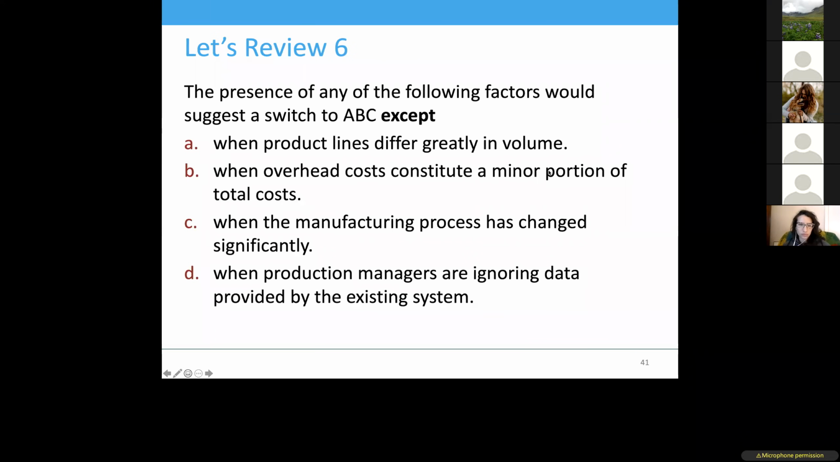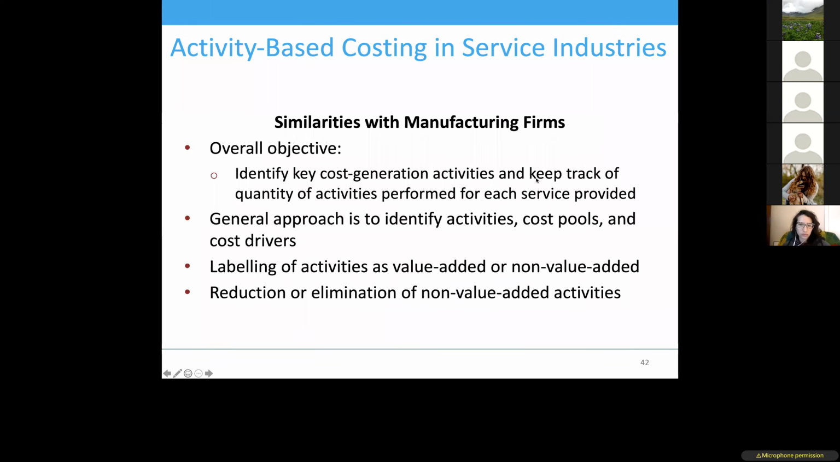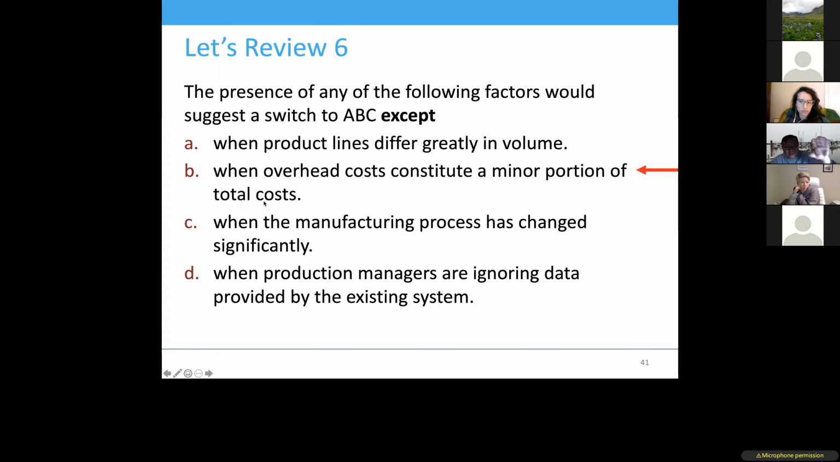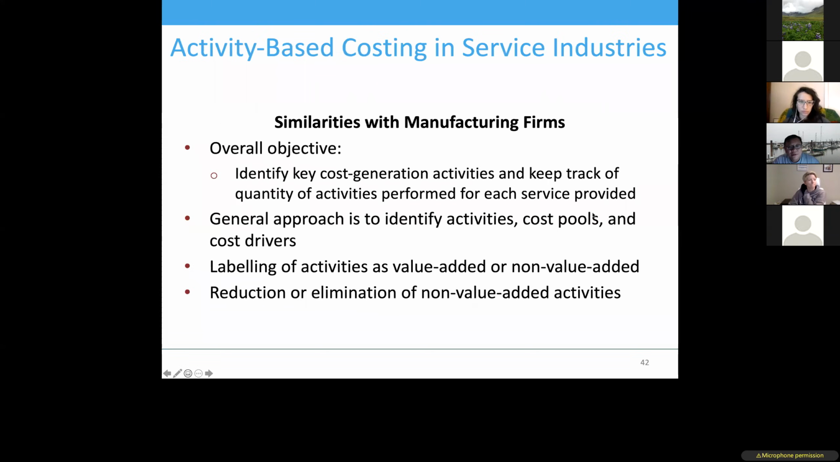Okay, the answer is B, okay? So when the overhead cost constitutes a minor portion of the total cost, I spent quite a bit of time talking about this, right? If the overhead cost is only a small portion, maybe it's less important to get it correct, right? Again, it's about the cost and the benefit, right?